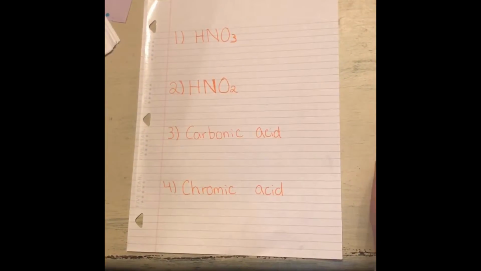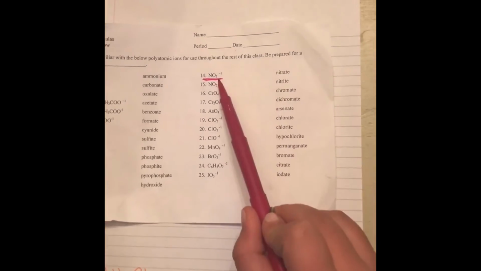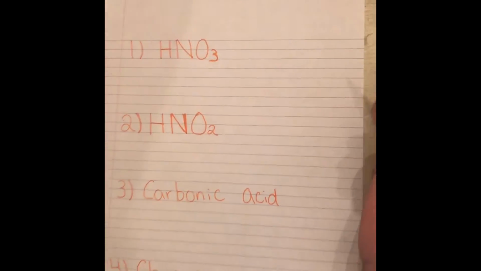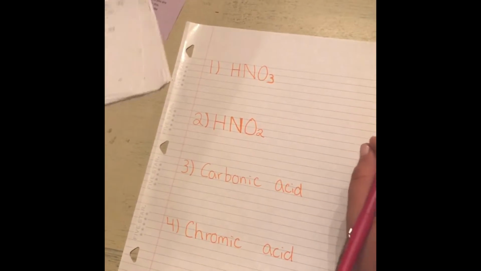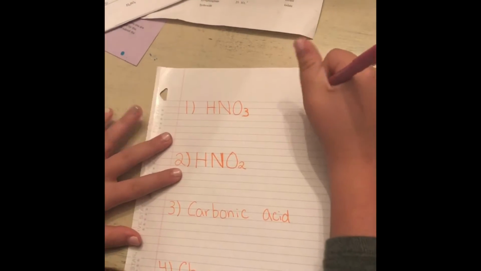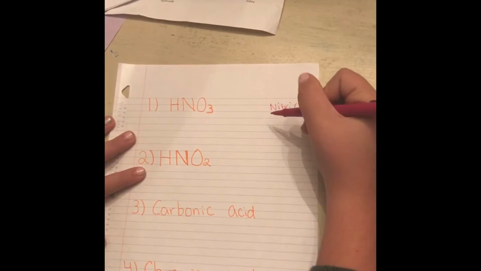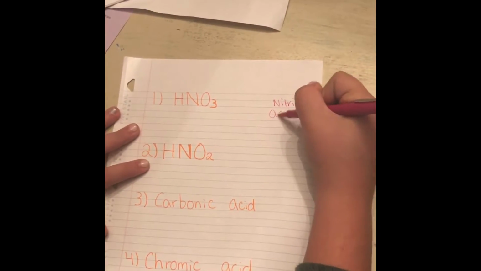Here are examples of oxyacids. We are going to name HNO3. First, you can look on your polyatomic ion sheet, and NO3 is right here. So, NO3 is nitrate, and when you look on your notes, you can see that ate changed to ic, so it'll be nitric. And you have to always add acid at the end, so it's nitric acid.